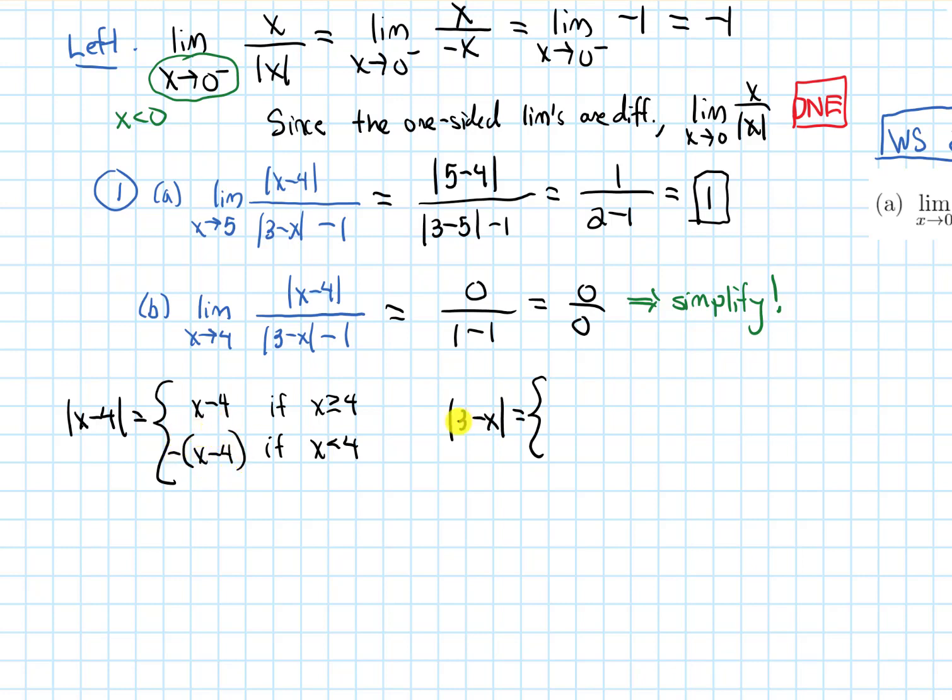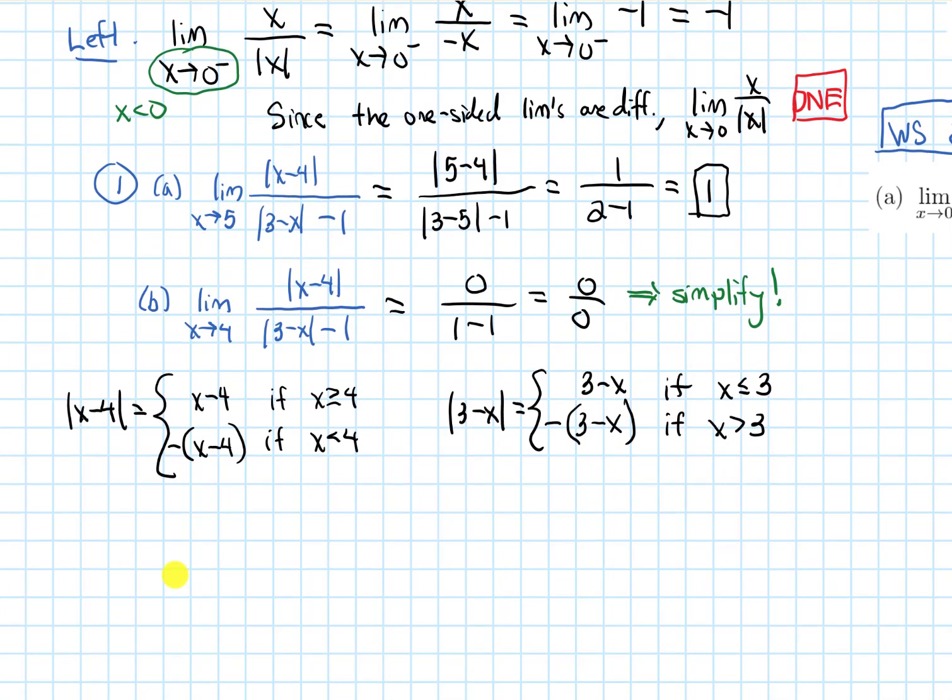Let's do the same type of thing for absolute value of 3 minus x. Well, what would make the inside non-negative? This one's going to be non-negative if x is less than or equal to 3. And that makes the inside non-negative, so I can just get rid of the absolute values and write 3 minus x. If, however, x is greater than 3, then the inside of my absolute value is negative. So when I get rid of the absolute value, right now this is negative. I need to make it non-negative, so I stick a negative in front of that whole thing.